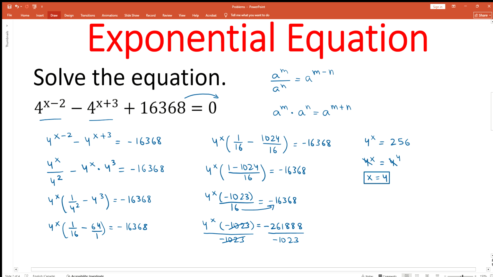We can check this solution by subbing in x as 4 in the given equation. We should replace x with 4 in the given equation. 4 minus 2 is 2. 4 plus 3 is 7. 4 squared is 16. 4^7 is 16384.